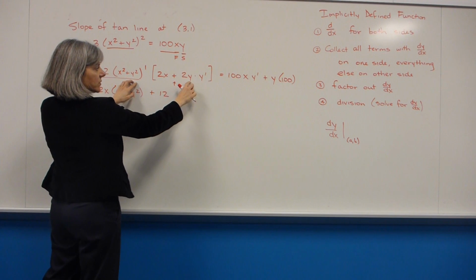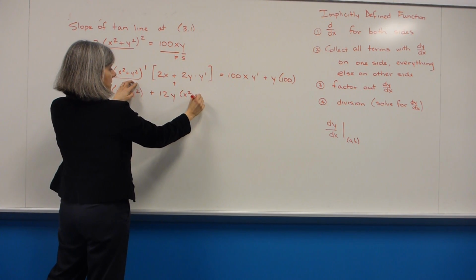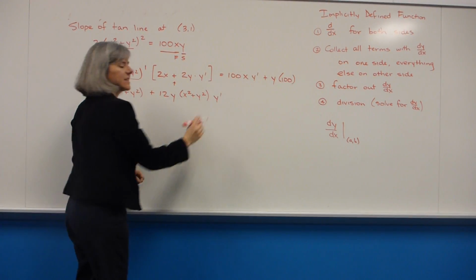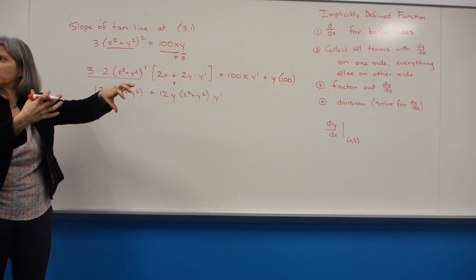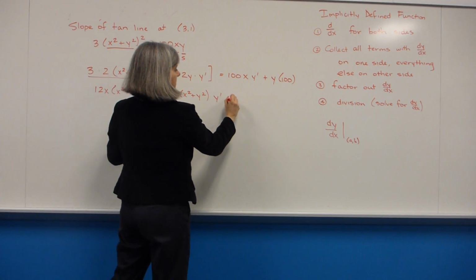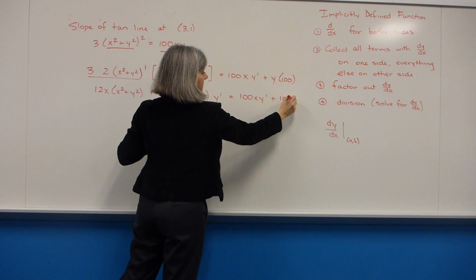That's a polynomial. Here's a number. I'm going to write the power first, then the polynomial, and I'm going to write that y prime at the end. I like to write the y prime at the end because that way I know it's at the end. It's easy to find because that's what I'm going to start grouping. And then over here, 100xy prime plus 100y.